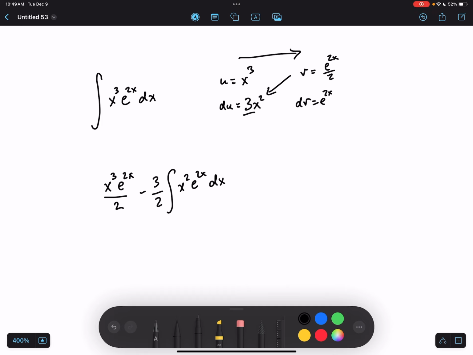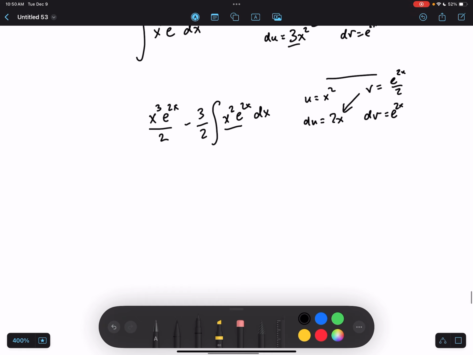And then from here, we can do another integration by parts. As you can see, we have another product. So what we'll do again is we'll let u equal x squared. Our du will then become 2x. Our dv once again will be e to the 2x, and then our v again will be e to the 2x over 2. And now we'll go across and over again for our integration by parts.